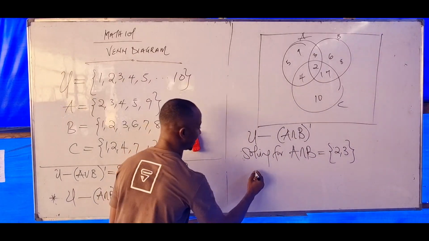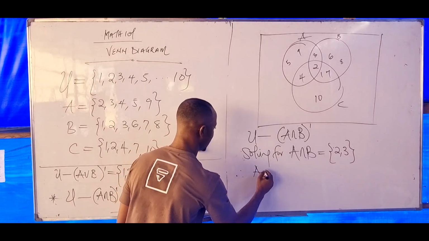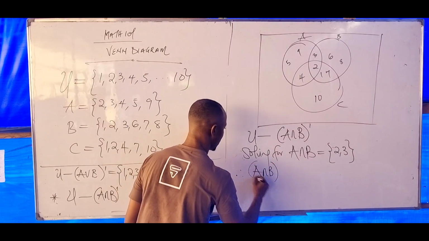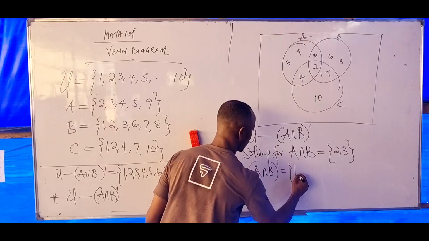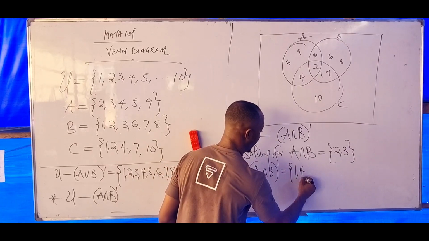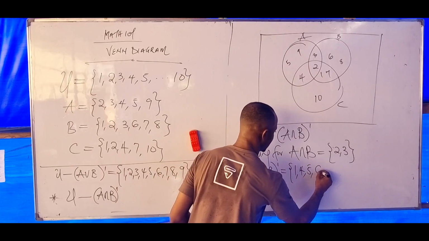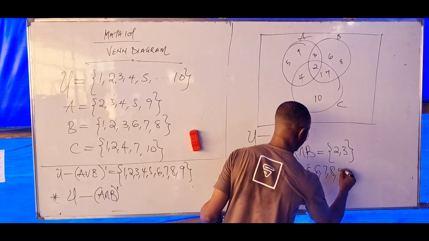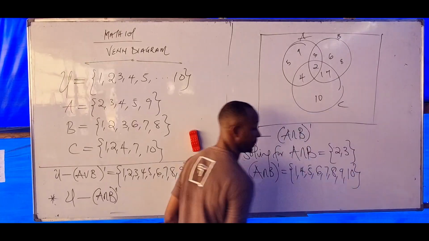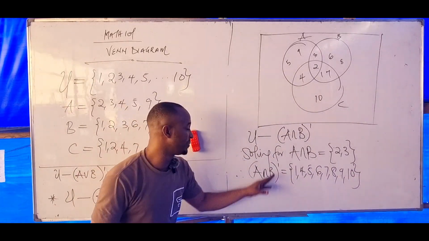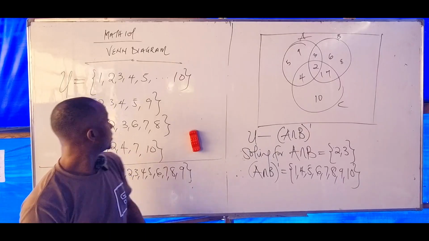What do we do now? Let's find, therefore, A intersection B prime will be 1, 4, 5, 6, 7, 8, 9, and 10. Hope you are aware. A intersection B prime means there's no 10 there.